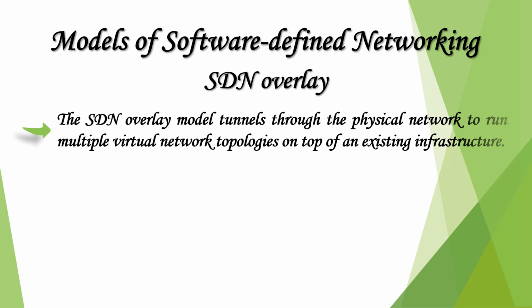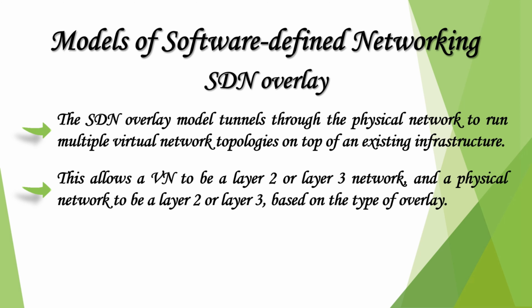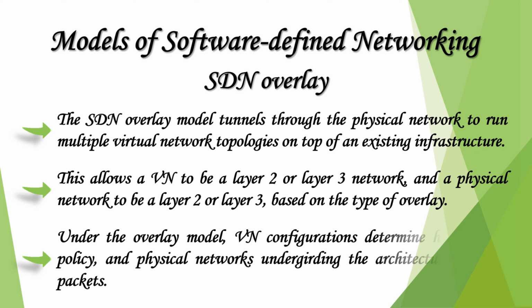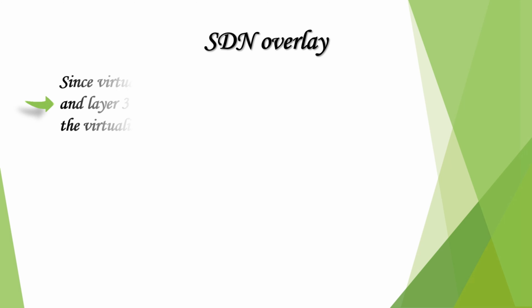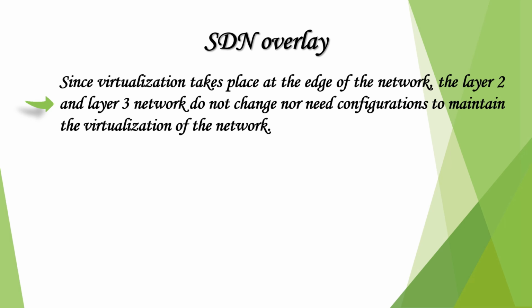SDN overlay. The SDN overlay model tunnels through the physical network to run multiple virtual network topologies on top of an existing infrastructure. This allows a VN to be a Layer 2 or Layer 3 network, and a physical network to be a Layer 2 or Layer 3, based on the type of overlay. Under the overlay model, VN configurations determine higher-level policy, and physical networks undergirding the architecture forward packets. Since virtualization takes place at the edge of the network, the Layer 2 and Layer 3 network do not change nor need configurations to maintain the virtualization of the network.